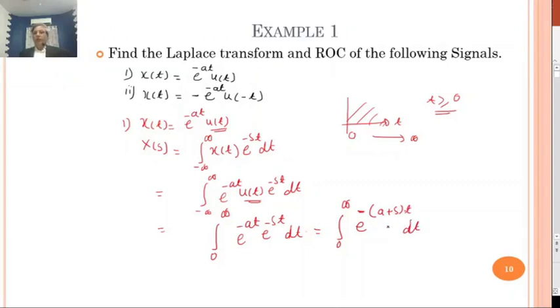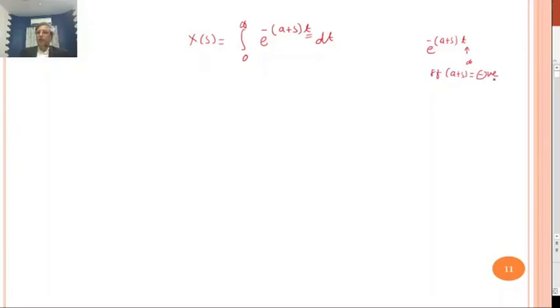Now first we will find the region of convergence for this signal, as X of s equals the integral from 0 to infinity of e raised to minus (a plus s)t dt. This integration is for positive values of t, and here t is infinity, meaning a positive value. With the minus sign, if a plus s is negative, meaning less than 0, then the negative becomes positive, and this becomes e raised to infinity, and that is infinity.